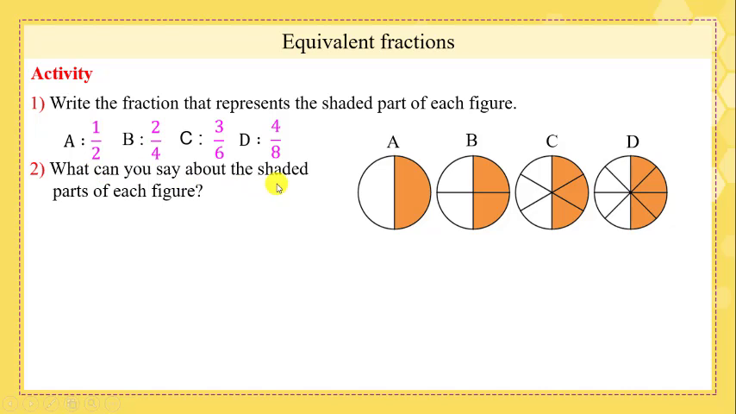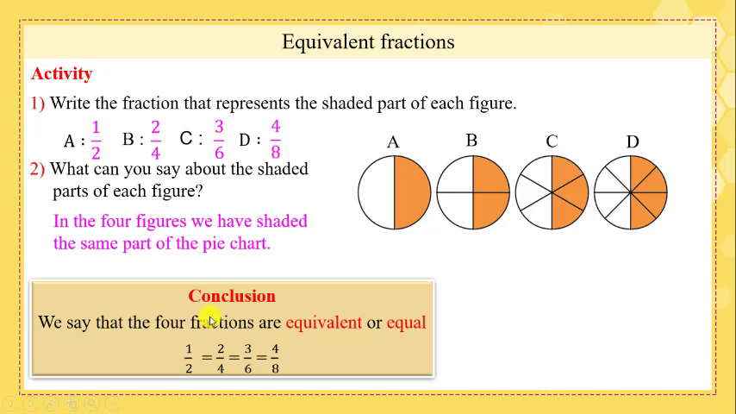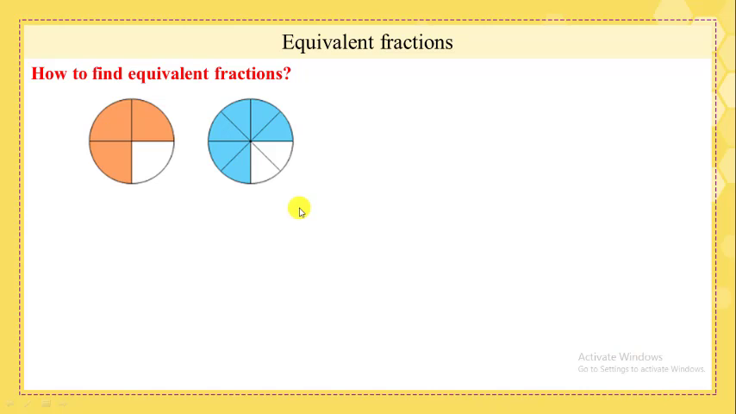What can you say about the shaded parts of each figure? In the 4 figures, we have shaded the same part of the pie chart, which is half of the whole pie. As a conclusion, we say that the 4 fractions are equivalent or equal, that is 1/2 is equal to 2/4 is equal to 3/6 is equal to 4/8. Now let us see how to find equivalent fractions.